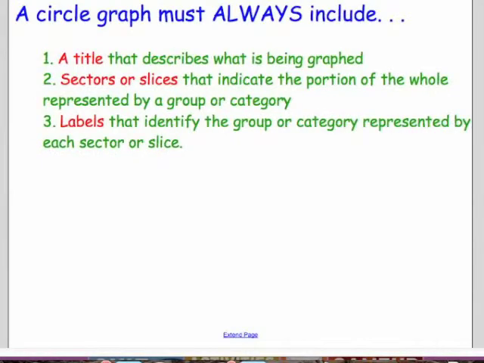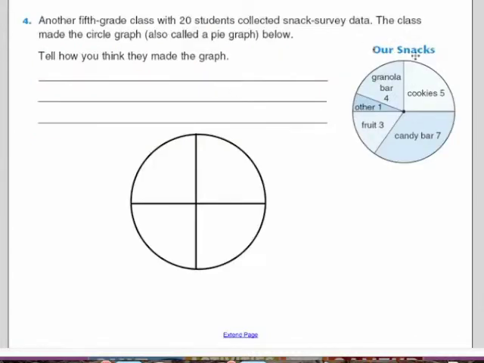A circle graph must always include a title that describes what is being graphed, sectors, or you can call them slices, that indicate the portion of the whole represented by a group or category. And they also must have labels that identify the group or categories represented by each sector or slice. So if we look here, their title was Our Snacks. They divvied out a section or a slice to each piece, and then they told you what the slice meant. If they didn't put the words cookies, granola bar, other, fruit, candy bar, we'd have no idea what these numbers meant or what these pieces represented. So you really have to have that. You also have to have the Our Snacks at the top, a title.